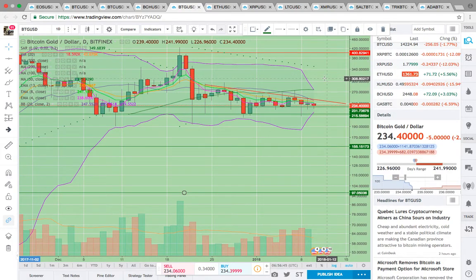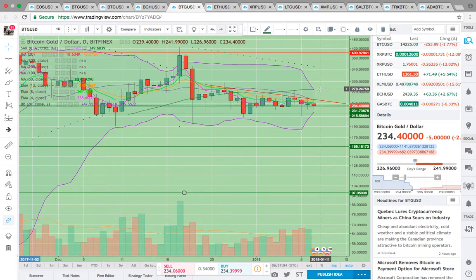If you look at BTG, Bitcoin Gold, it's similar as well. It has the very tight Bollinger Bands. Look at the upper Bollinger Band and the lower Bollinger Band. Very tight trading range here. It does have this descending resistance line happening with the horizontal support. So this is a descending triangle pattern.